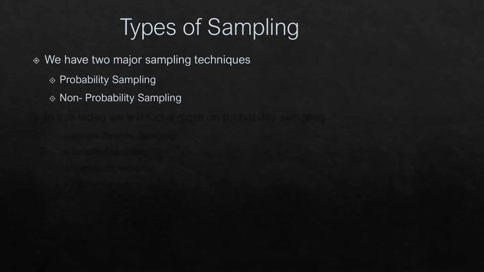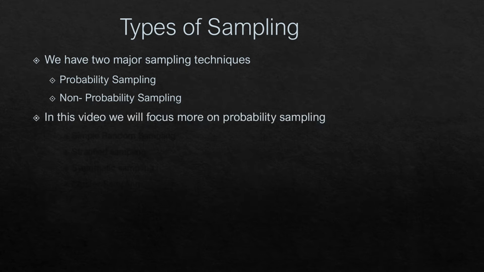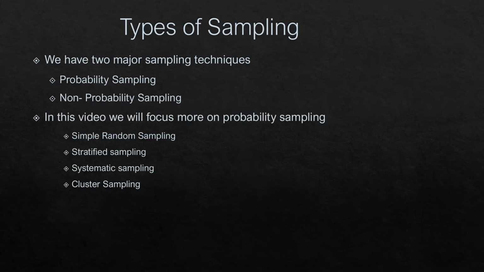We have two major sampling techniques. One is probability based sampling, and the other one is non-probability based sampling. In this video we'll focus more on probability sampling. Here is the list of a few probability based sampling techniques: simple random sampling, stratified sampling, systematic sampling, and cluster sampling, which we are going to discuss one by one in our upcoming slides.